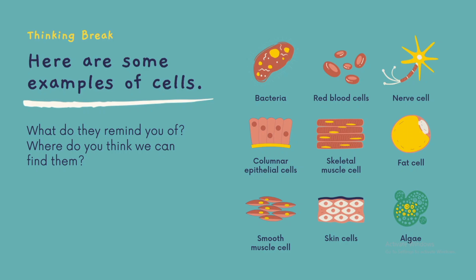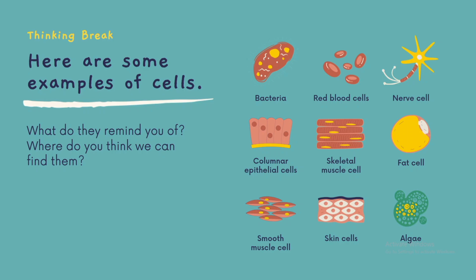Number 8. Skin cell. Skin cells are also known as keratinocytes. Skin cells, specifically keratinocytes, are found in the epidermis, the outermost layer of the skin. They produce the protein keratin, which provides structural support and waterproofing to the skin, and they undergo constant turnover to maintain the skin barrier.